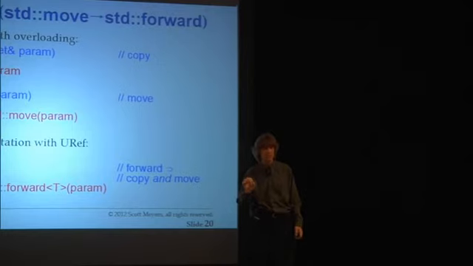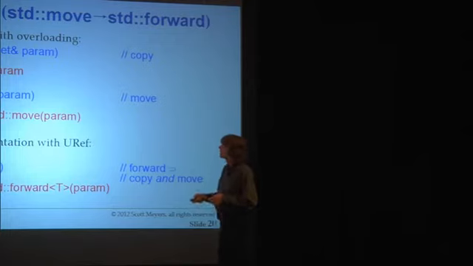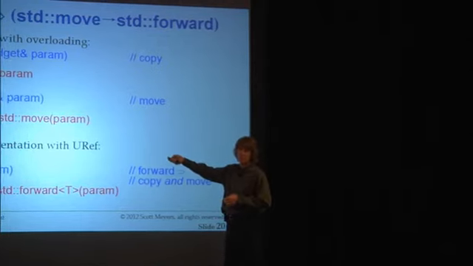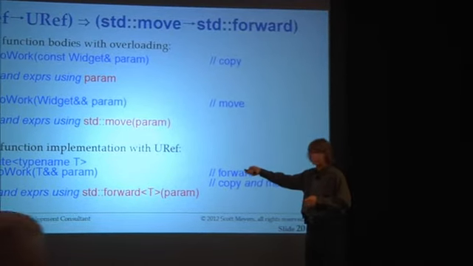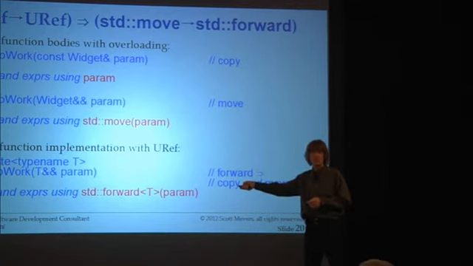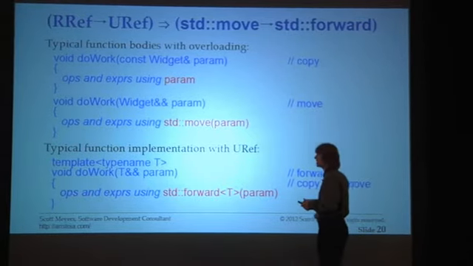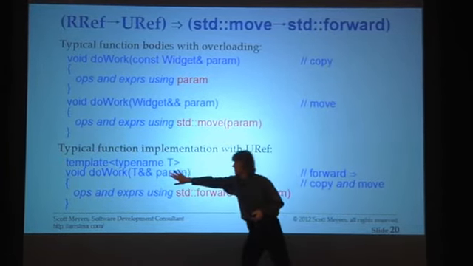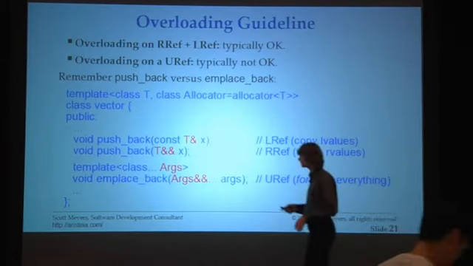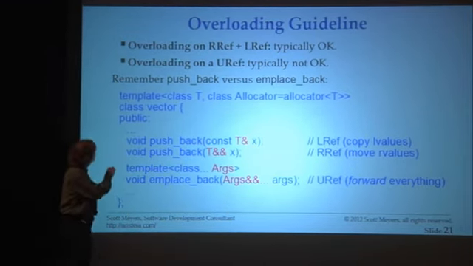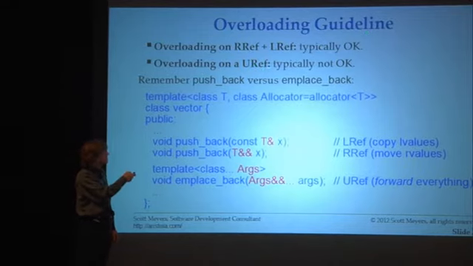The fundamental point that I wanted to make is that if you just have an L value reference to const, you don't need to do anything to the parameter, typically. If you have an R value reference parameter, you typically are always going to want to wrap it in move. And if you have a universal reference parameter, you typically are going to want to wrap it in forward. But of course, this still requires that you be able to identify that this is an R value reference and this is a universal reference. And so as I've said, overloading on an R value reference and an L value reference is typically okay. Overloading on a universal reference is typically not okay.